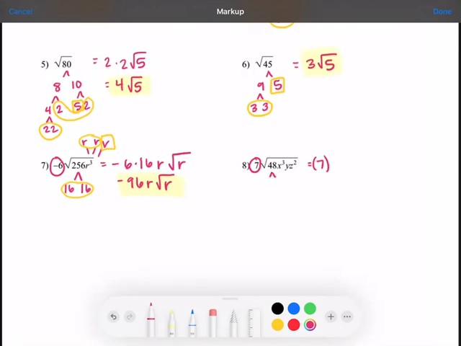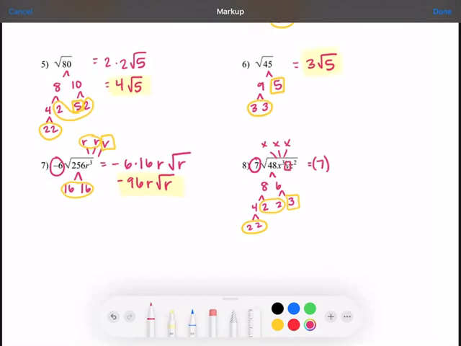Finally, number 8, I have a coefficient of 7 that I want to remember to take out. 48 will break down for me. I can factor this down into 8 and 6. 8 breaks into 4 and 2. 6 breaks into 2 and 3. And this 4 breaks into 2 and 2. Since I'm looking for groups of 2, I have a group of 2 here, a group of 2 here, and a leftover 3. However, before I begin bringing this out, I'm going to deal with my variables.